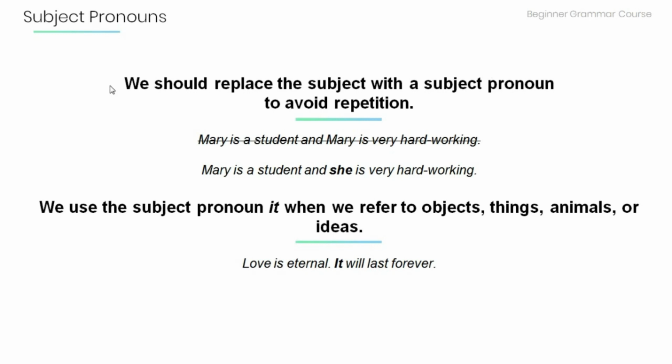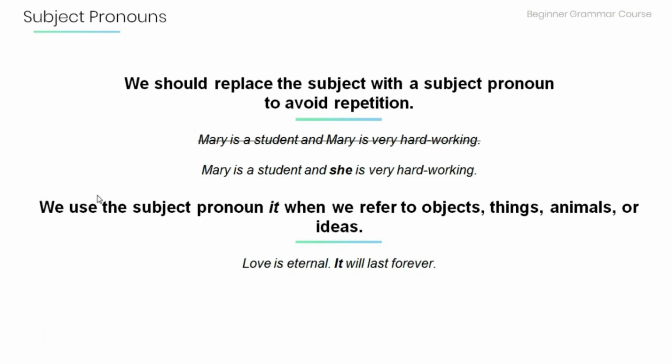Also, we should replace the subject with a subject pronoun to avoid repetition. For example: Mary is a student and Mary is very hardworking. The repetition of the proper noun Mary should be avoided. We should say something like: Mary is a student and she is very hardworking. She refers to Mary.